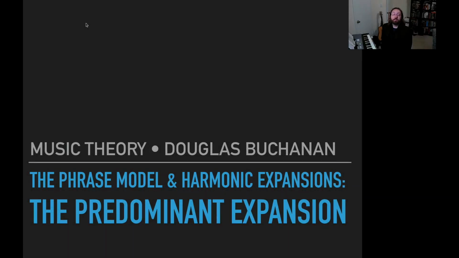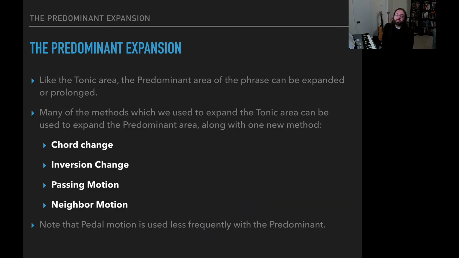In this presentation, we continue looking at the phrase model and harmonic expansions, taking particular focus on the predominant area. We'll see a lot of similarities with how the predominant area is expanded or prolonged, and a lot of similar ways to how the tonic area was prolonged. There'll be a few changes. We'll see one additional way of prolonging the area and one way that isn't as common with the predominant expansion.